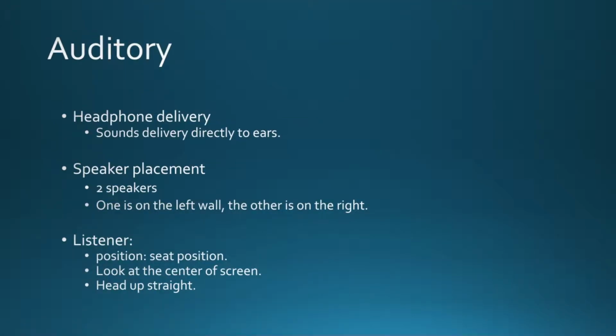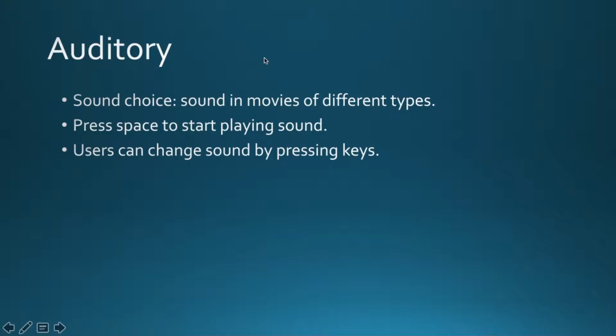The auditory effects in our system are delivered by headphones because sounds can be delivered directly to ears in this way. We place two speakers on the center of the left wall and right wall, with the same height as the seats on the last row. And the listeners have the same position and direction as the wearers. We have sounds from different movies for users to choose. They can press space to start playing the default sound and can change sound anytime by keyboard input.